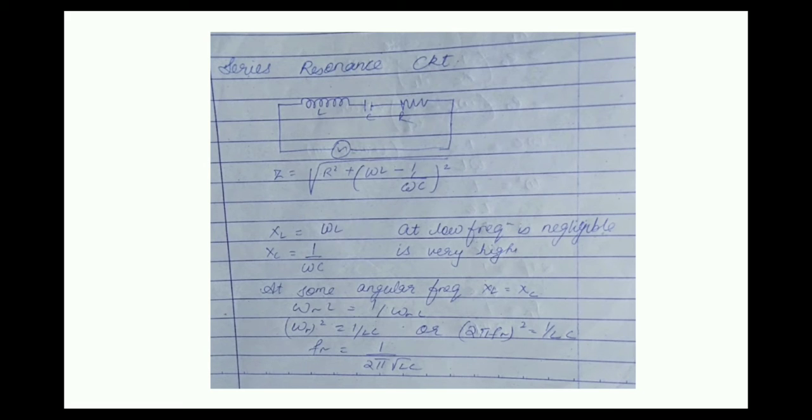omega squared equals 1 upon LC, or (2 pi fr) the whole squared equals 1 upon LC. 2 pi fr equals 1 upon the square root of LC. So fr equals 1 upon 2 pi into the square root of LC, where fr is called the resonant frequency. This is the least value of Z. We get the impedance of the LCR circuit is minimum.